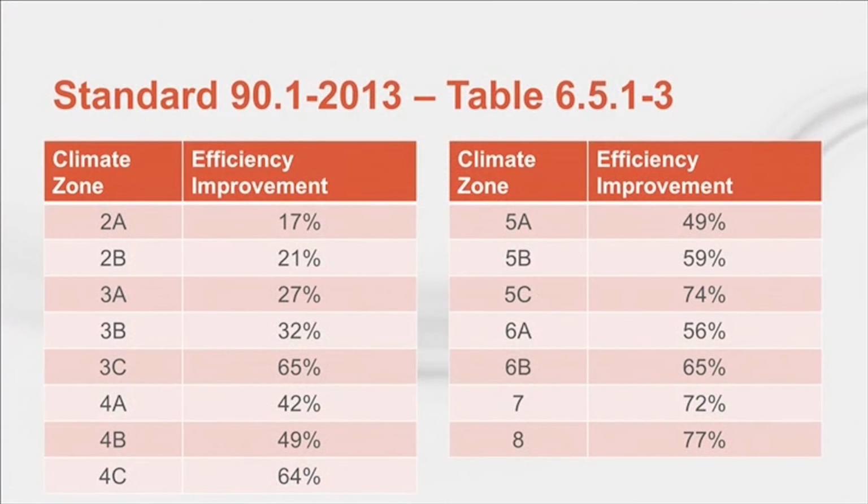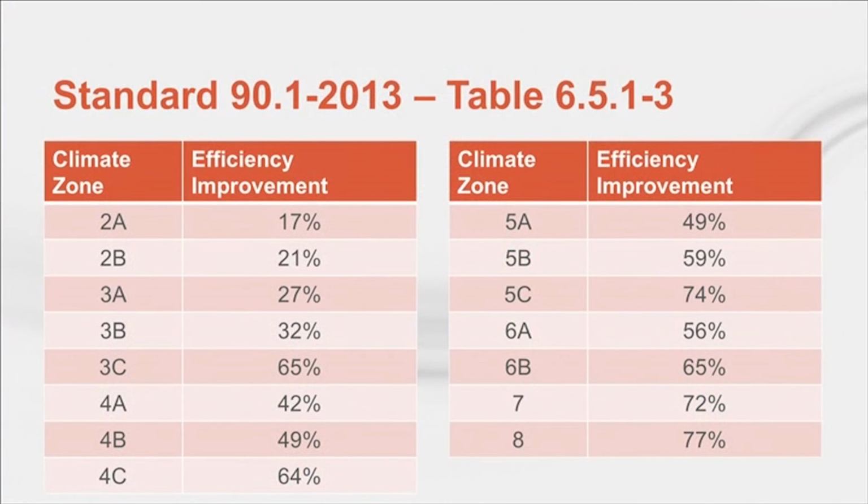Some systems, like air-cooled VRF, just aren't conducive to economizing, so exceptions might need to be used to exempt the system from the requirement. One exception in Standard 90.1 allows the designer to specify equipment with a higher part load efficiency value. The amount of improvement is a function of climate zone where the system is installed. Here you can see the table from the standard.